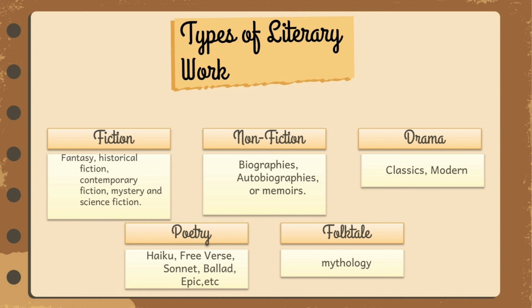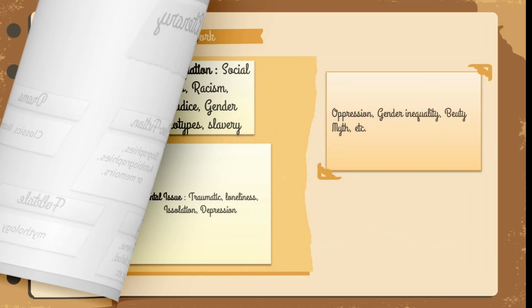Next, drama. Drama consists of classic and modern, and the most renowned author of drama is William Shakespeare. Poetry has several types such as haiku, free verse, sonnet, ballad, epic, and etc. And the most famous poet in poetry is Maya Angelou. Next is folktale. Folktale consists of mythology.